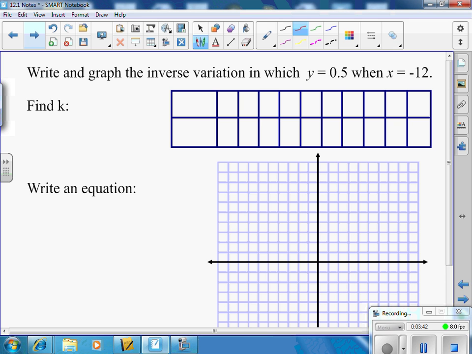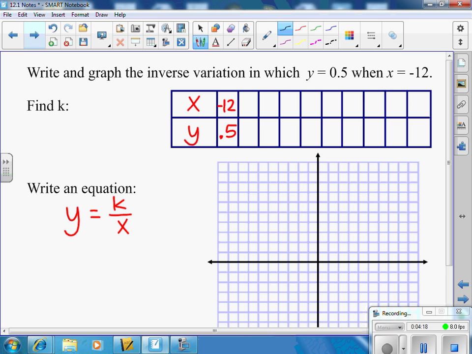So we want to write and graph an inverse variation where y is 0.5 when x is negative 12. That right there is one of our points that we can make with x's and y's. x would be negative 12, y would be 0.5. But in order to find some more, we need to make an equation. We want an equation that looks like y equals some number divided by x. We can plug in values for x down here and get out values for y. But before we can do that, we need to know what k is.